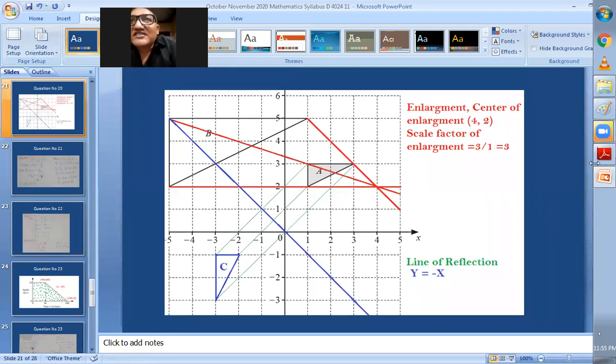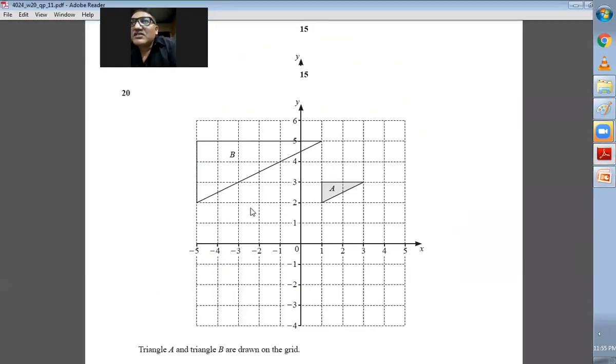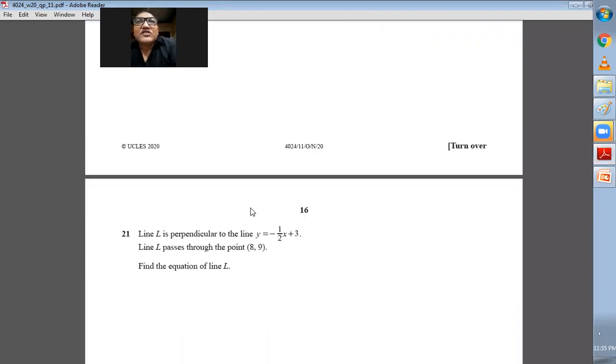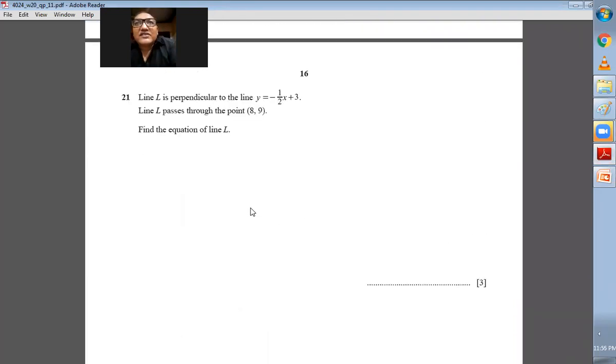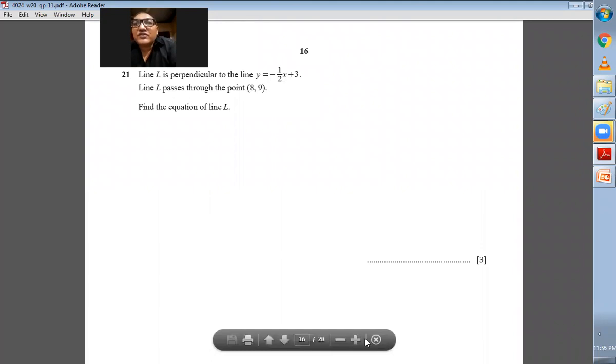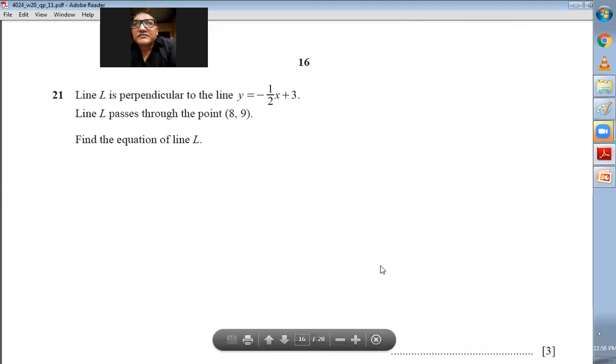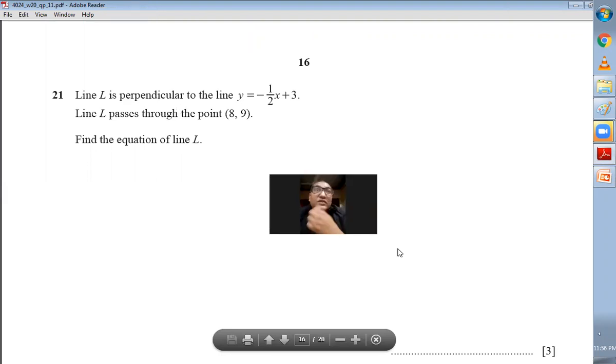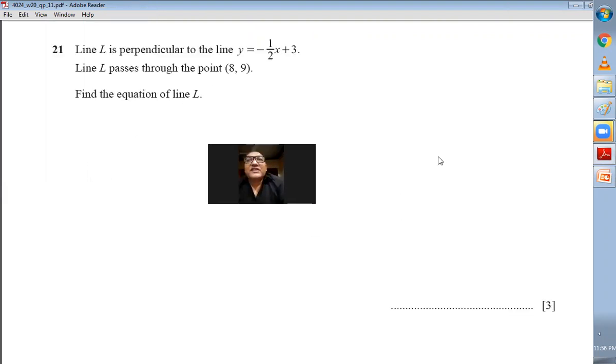So this was the question number 20 on your screen. Now we have question number 21, sorry, I said 24. Line L is perpendicular to the line y equals -1/2 x plus 3. The line L passes through the point (8, 9). Find the equation of the line L.